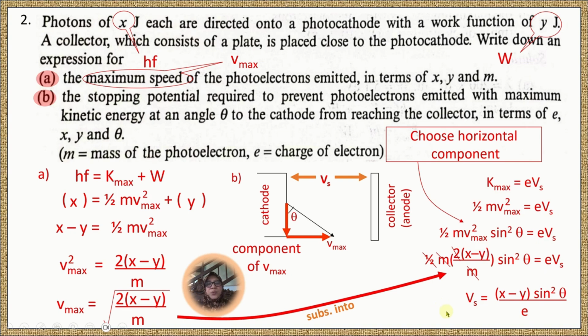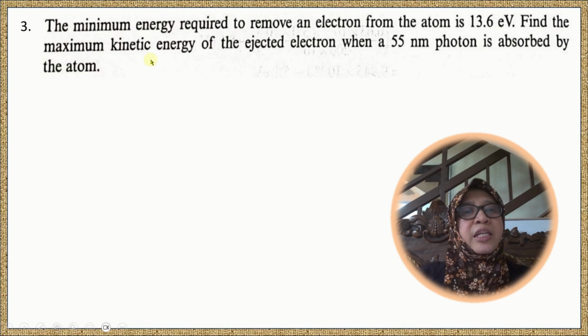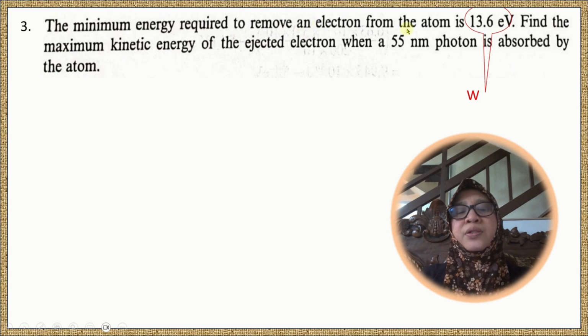Okay, now we go to question 3. The minimum energy required to remove an electron from the atom is 13.6 electron volt. Find the maximum kinetic energy of the ejected electron when a 55 nanometer photon is absorbed by the atom. We are given the work function. Minimum energy required to remove an electron is the work function, so we use symbol W.